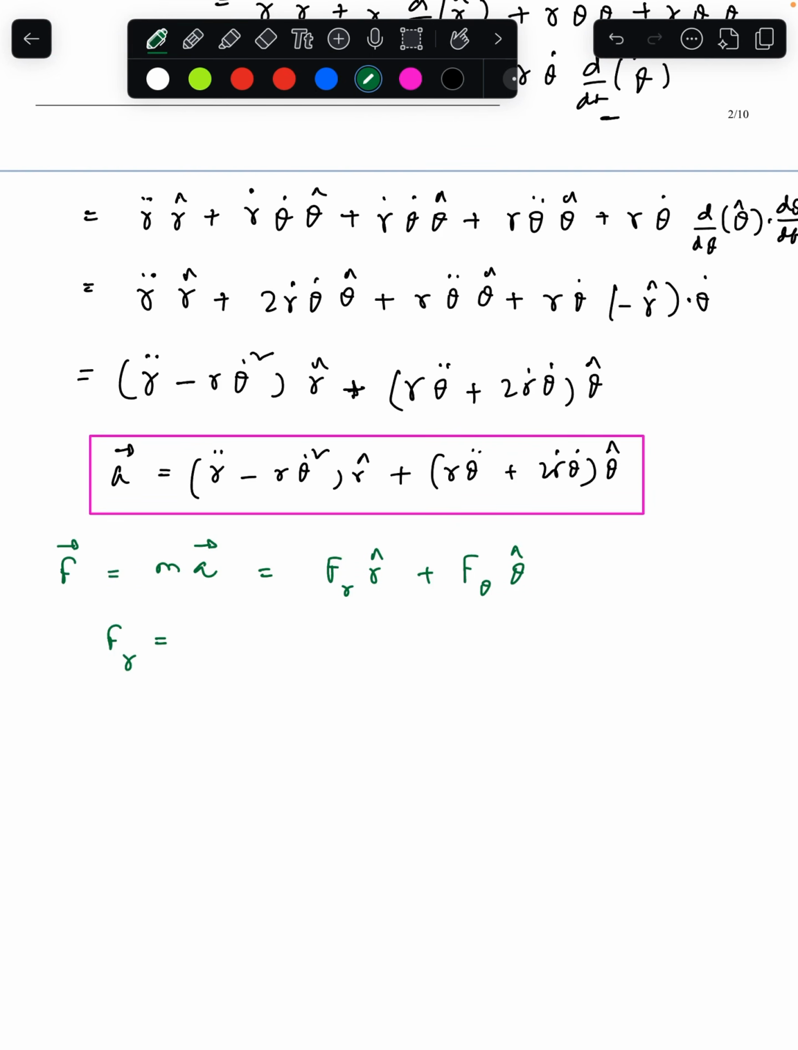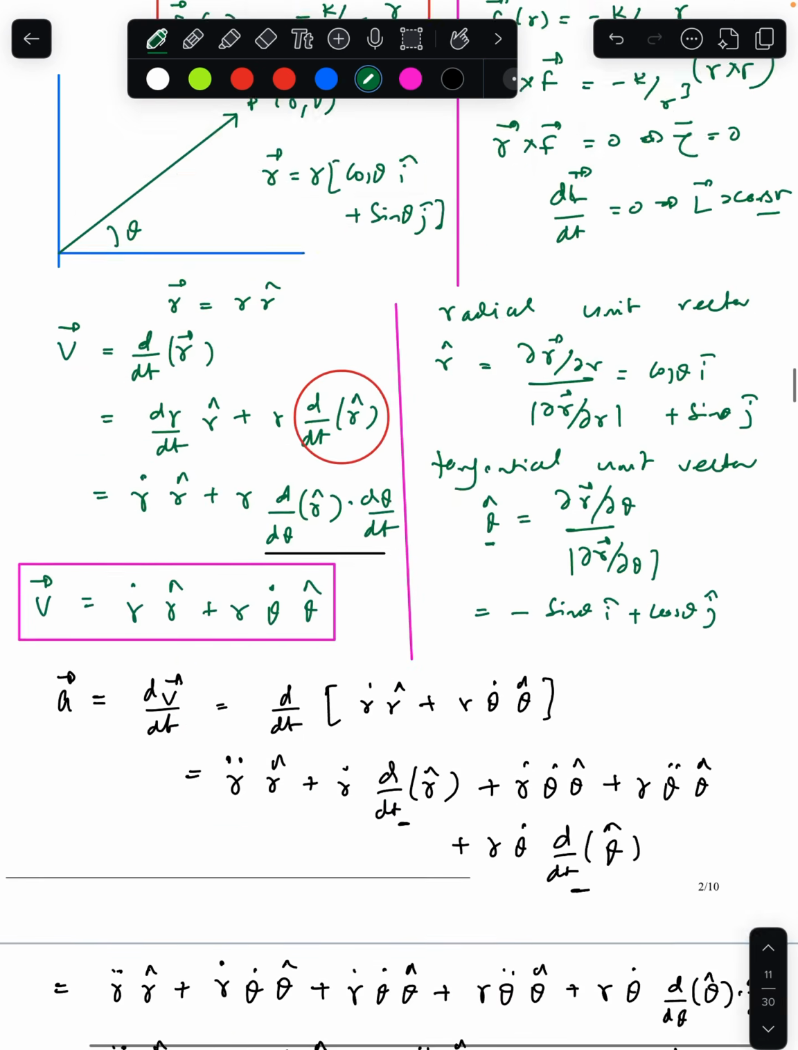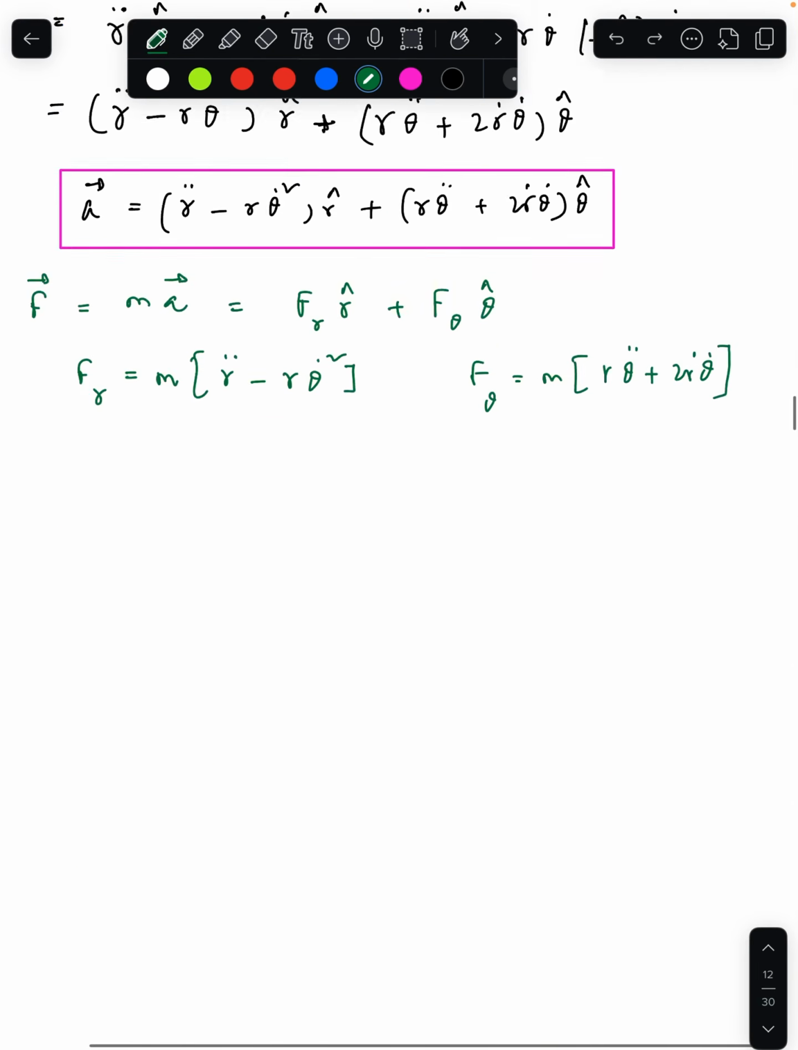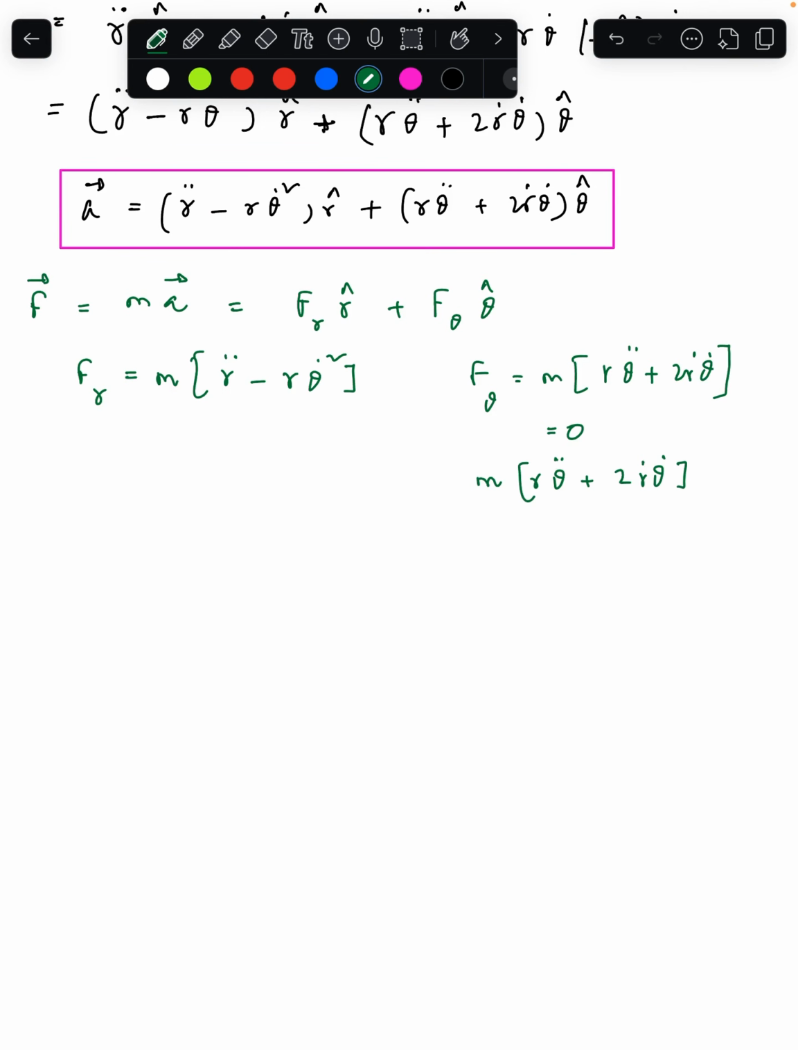Fr into r cap plus f theta into theta cap. How much is Fr going to come? Fr is going to come mass m into (r double dot minus r theta dot square), whereas f theta becomes m (r theta double dot plus 2 r dot theta dot). Since we are talking about central force and the force is given here along r cap, that means the second term has to be 0. Now it leads to something very interesting. You can check readily here. If I write m (r theta double dot plus 2 r dot theta dot) is equal to 0.